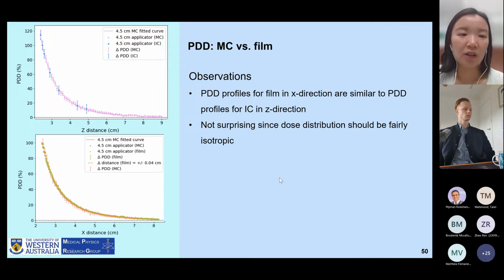Comparing the Monte Carlo and ionization chamber results, you can see that the profiles are generally the same shape, which is expected because the manufacturer claims that the dose should be fairly isotropic.